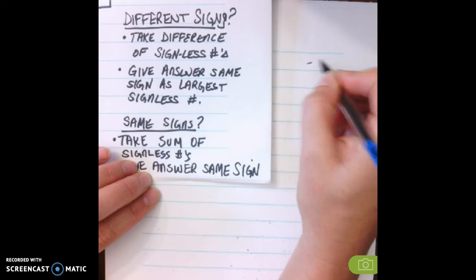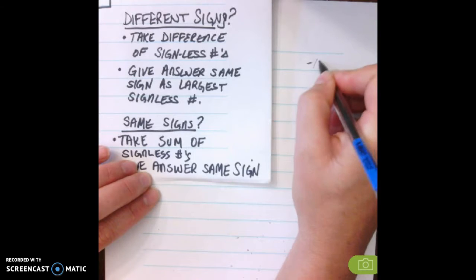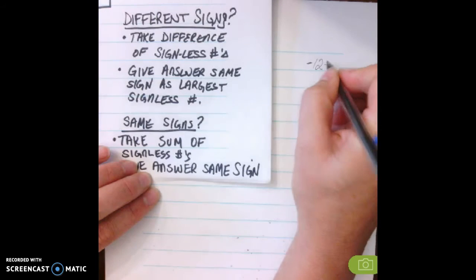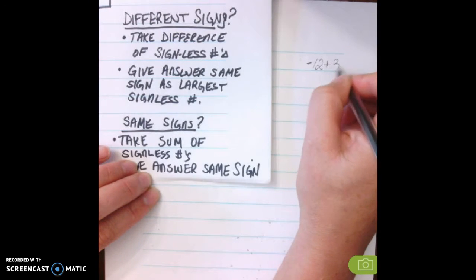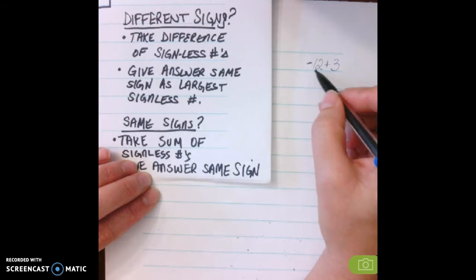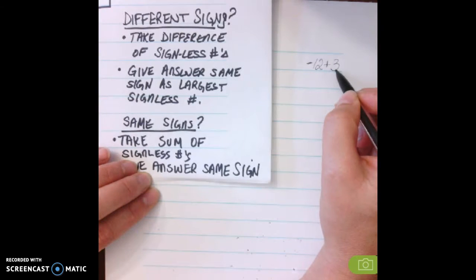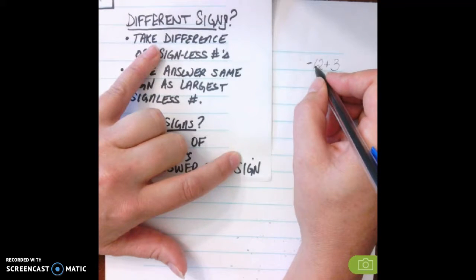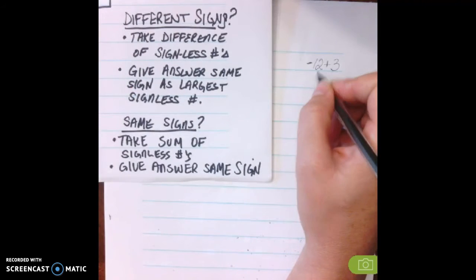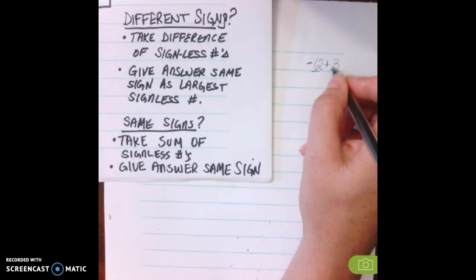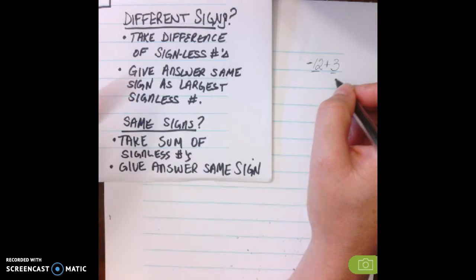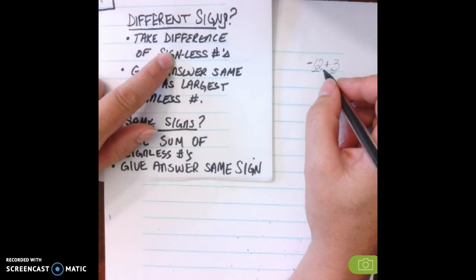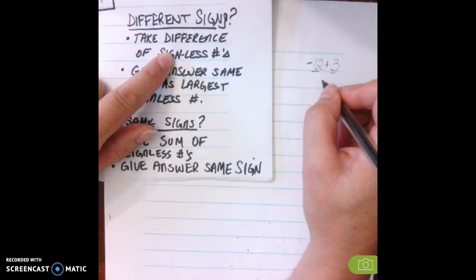So let's say I have negative 12 and I'm trying to add this to 3. Well, this is a negative number. This is a positive number. So they're different signs. So I say, okay, well my signless number here, that would be just 12. My signless number here is just 3. I'm going to take the difference. Well, the difference between 12 and 3 is 9.